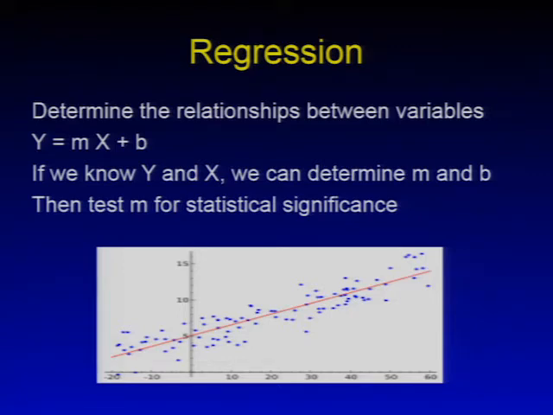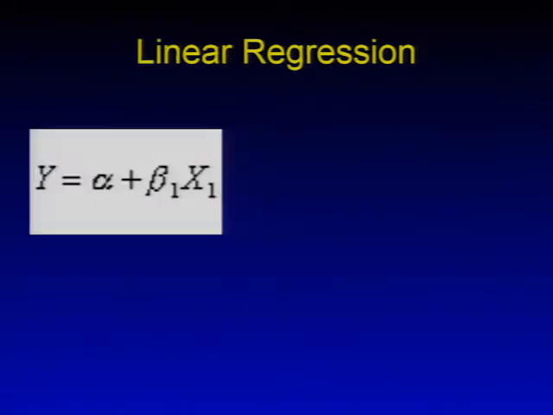We can then test that slope for significance. Basically, if there's a slope to that line, then it has a chance of being significant. If that line's flat, then it's not significant and there's no relationship.